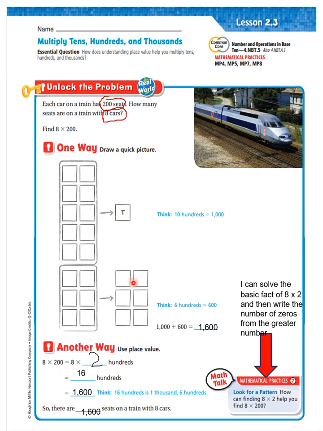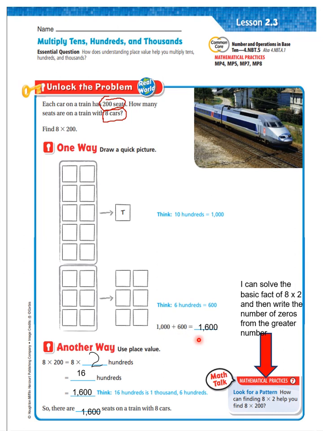So, let's think. We have 1,000 here, 100, 200, 300, 400, 500, 600, 700, 800, 900, 1,000. 1,000 here. We have 100, 200, 300, 400, 500, and 600 here. So we have 1,000 and 600. So if we add 1,000 plus 600, we have 1,600.